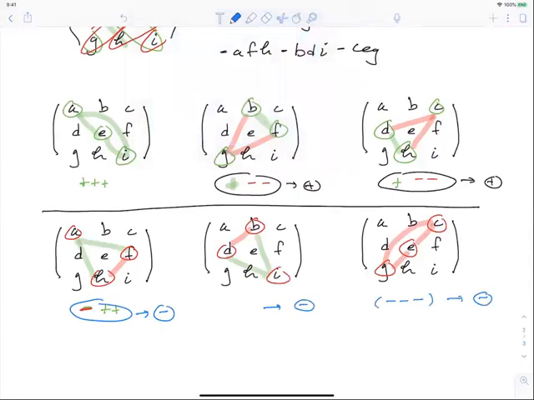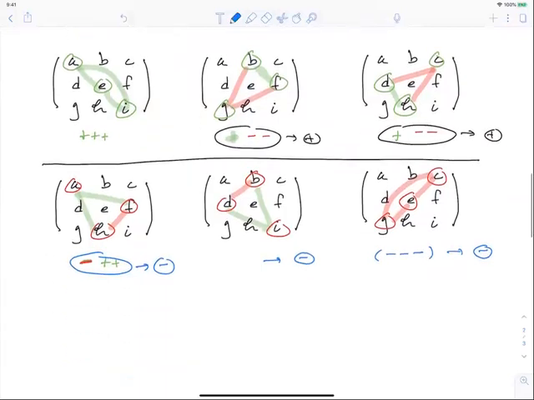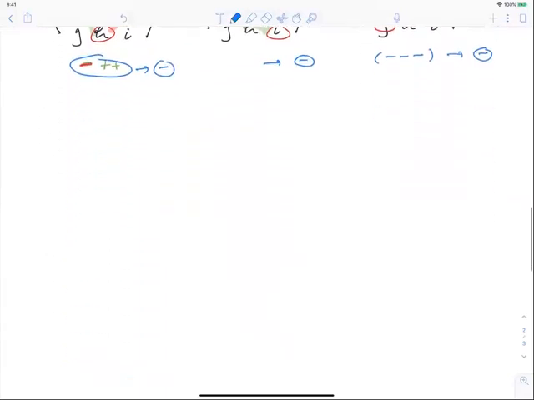So this is why we have 6 terms, and 3 of them are positive and 3 of them are negative. It just depends on exactly the orientation of the patterns. Okay, so now how does this go to the 4x4 case? In the 4x4 case, we're just going to do an example. We're not going to do it in general.